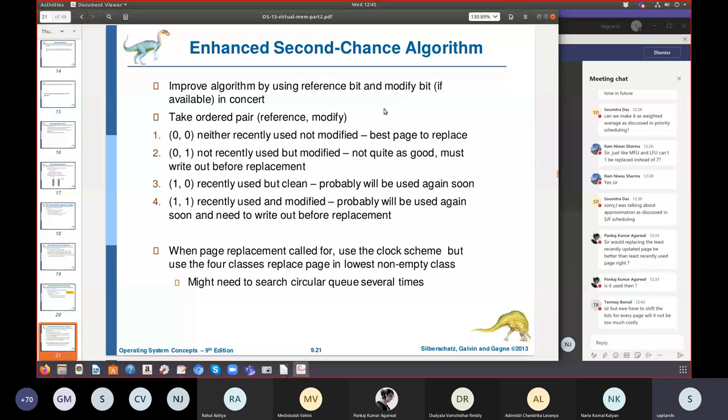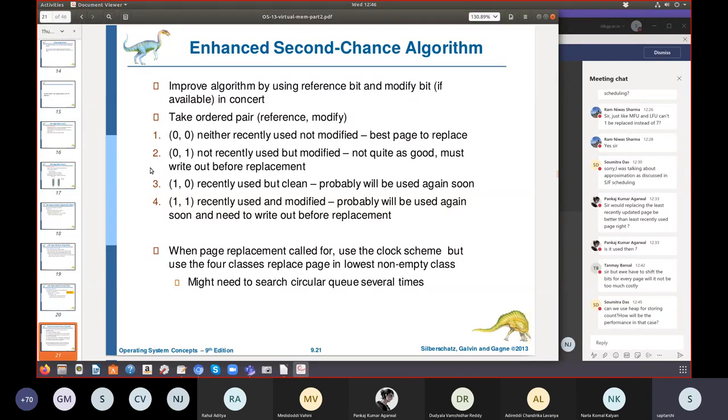Here we are checking two things. One is how recently the page was referenced, and second, whether the page has been modified while in memory. Suppose 00: neither recently used nor modified. This is the best page to replace. 01: not recently used but modified. You can replace it, but you have to write it out before replacement. This is what Pankaj was telling. So definitely the best option is 00. 10: recently used but clean. It will probably be used again soon, so you should not replace it. And 11 is definitely out of the question.